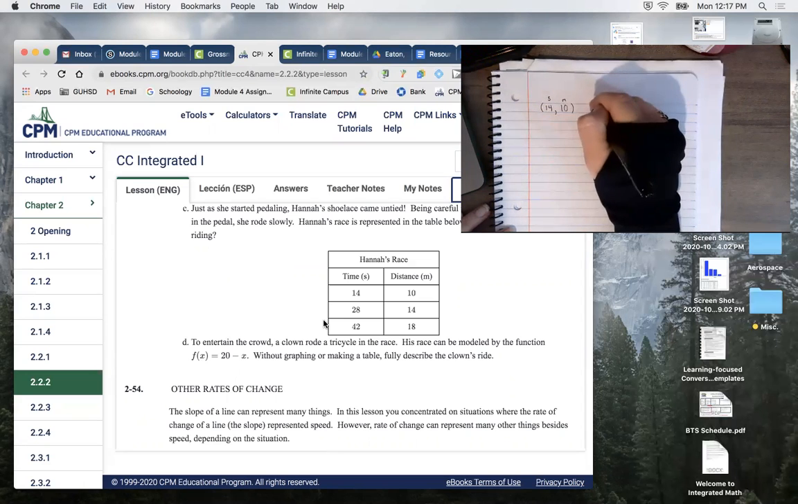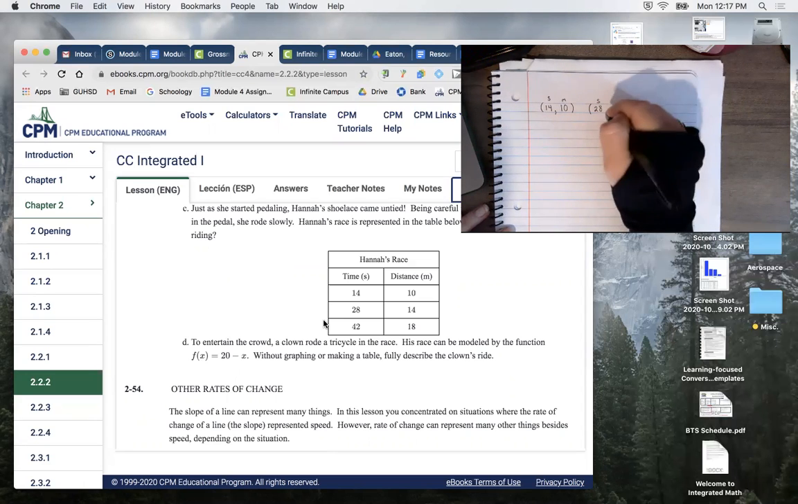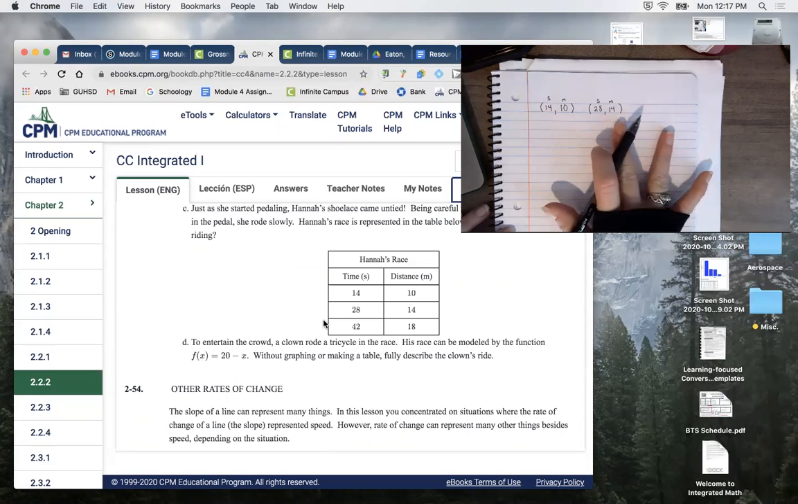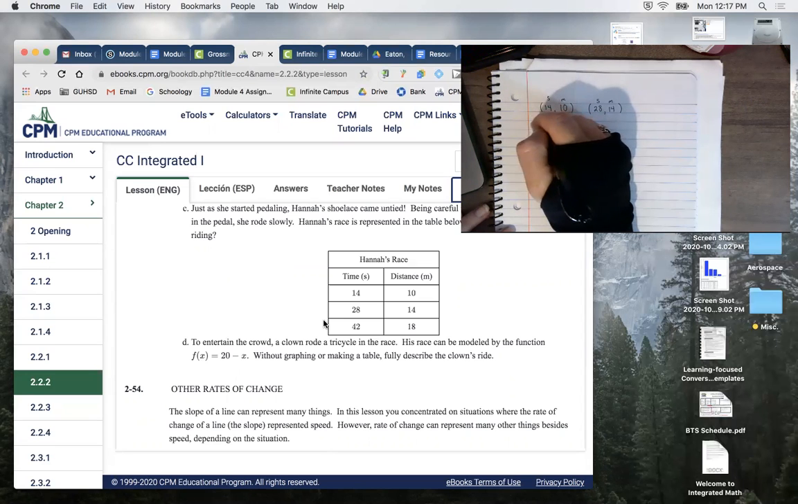And then I would also use one of the other points. So I'm going to use 28. In 28 seconds, she's gone 14 meters. So we're going to try to figure out the rate that she's traveling. In order to do that, I need to figure out the slope. That's the same thing as the rate of travel.